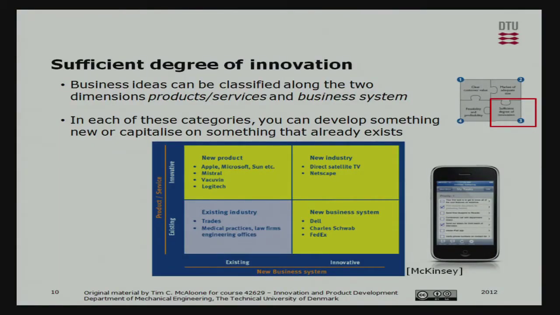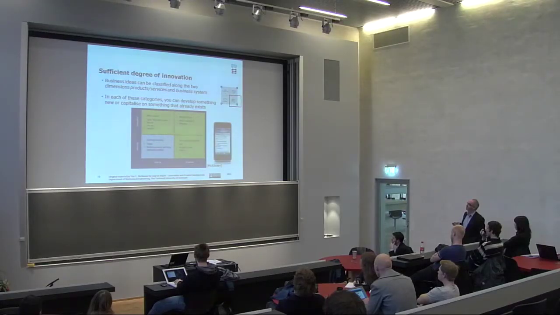But in each of the categories, basically, you can develop something new or capitalize on something. It doesn't necessarily have to be new all the time. It doesn't have to be a new industry all the time. But let's just look at a couple of examples. Where would you place such a product as this one? And I promise you, it's number 2 out of 3 Apple examples, and then they've gone. Where would you place this on the matrix? So, new product and service, existing business system; new product and service, new business system; existing products or service, new business system. Any suggestions, proposals?